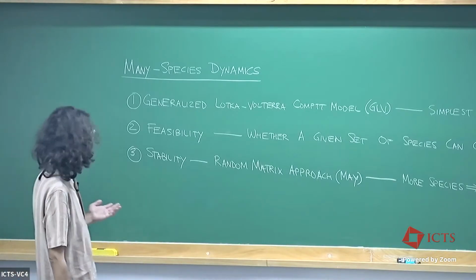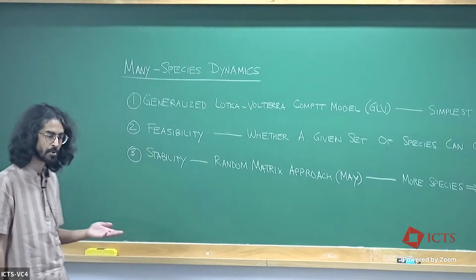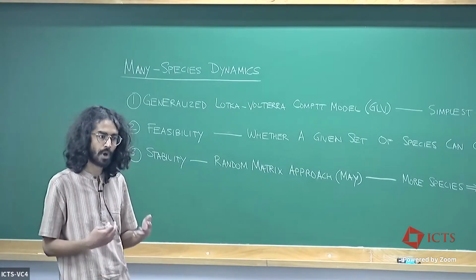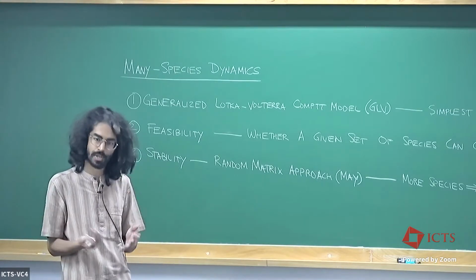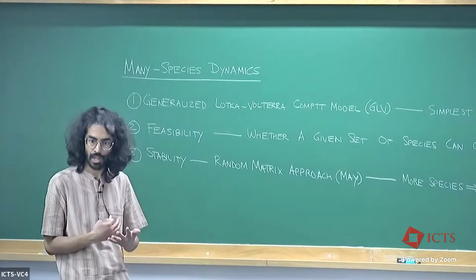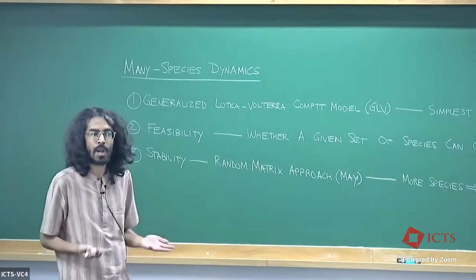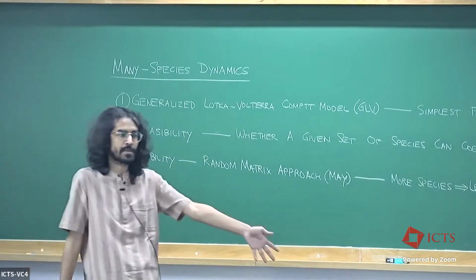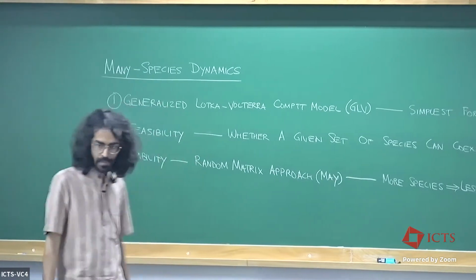The first of these statistical features that we're going to care about today is the concept of feasibility, which is: what's the chance that you put a set of species together and they can coexist with each other? We'll often find that they sometimes cannot coexist, because a fixed point means one of the species abundances has to become negative.